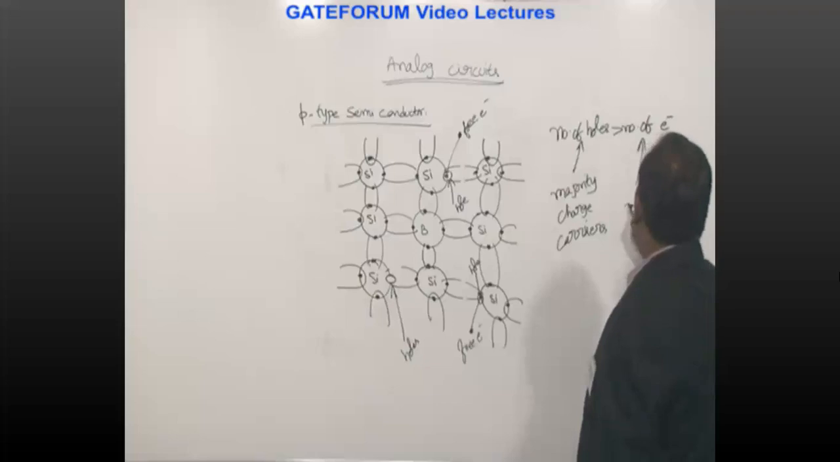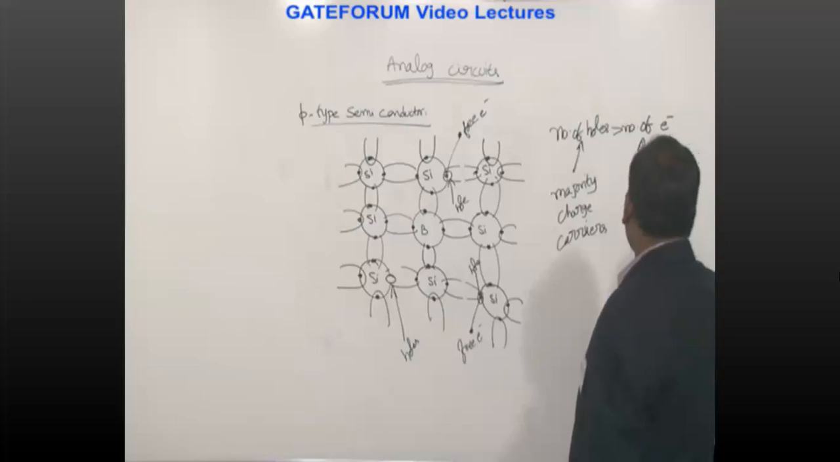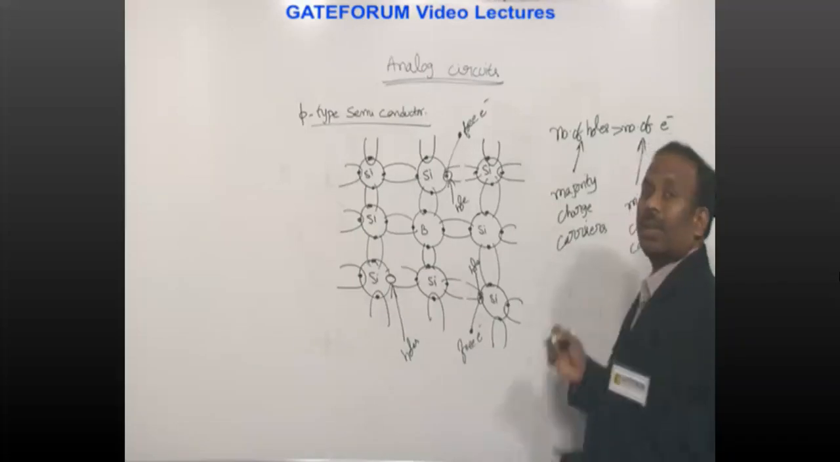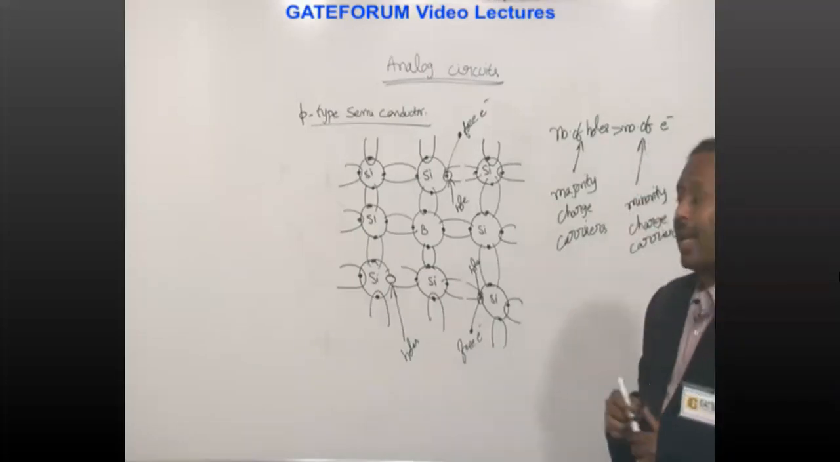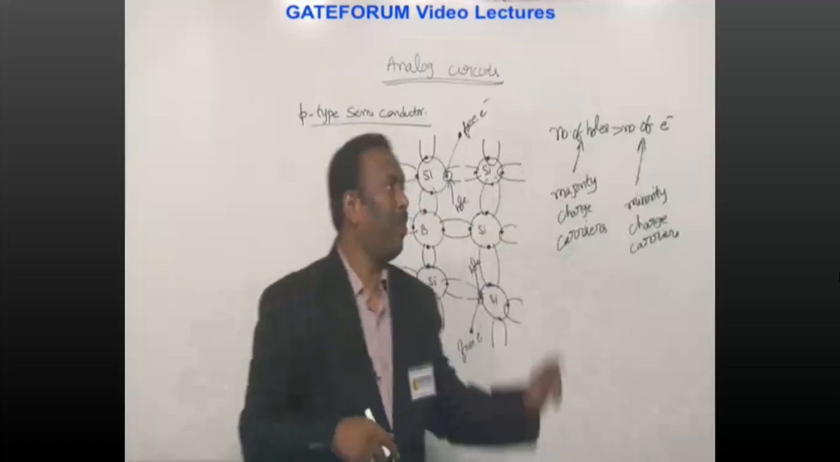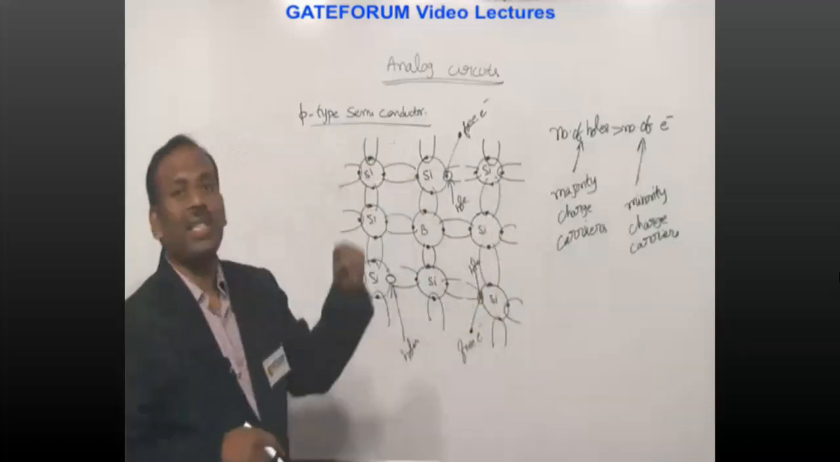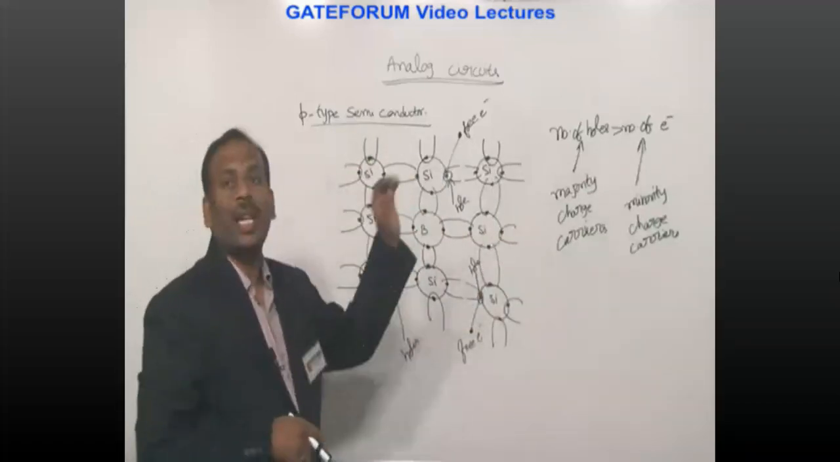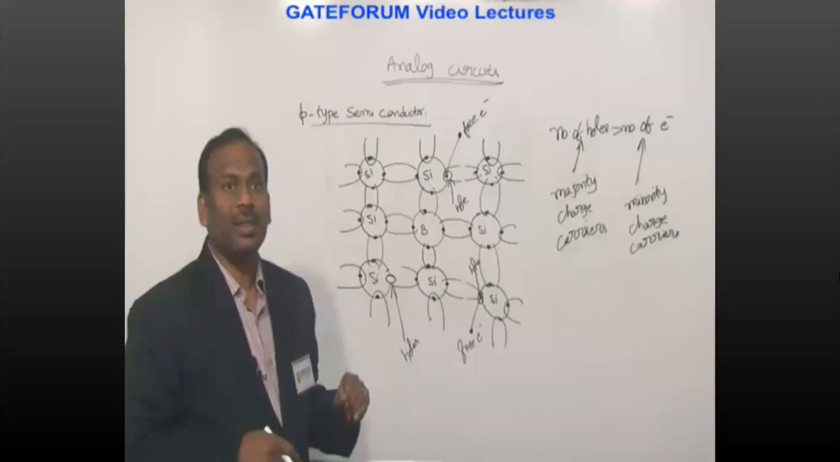Electrons are called minority charge carriers. Therefore, in a p-type semiconductor, the majority charge carriers are holes and the minority charge carriers are electrons.